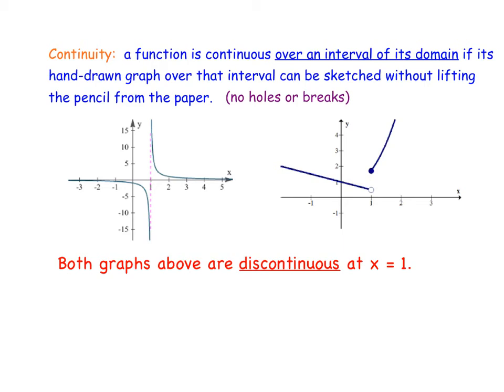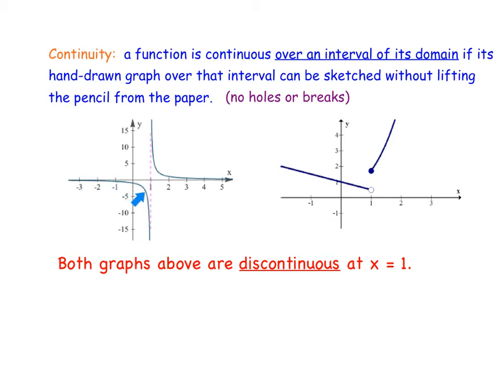What that means, right? So a function is continuous over an interval if its hand-drawn graph over that interval can be sketched without lifting the pencil from the paper. So we look back real quick. As I try to draw this graph, so this is a rational function. You guys have done those before. It has an asymptote there, has a break.